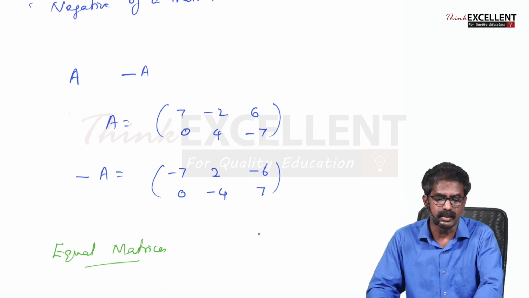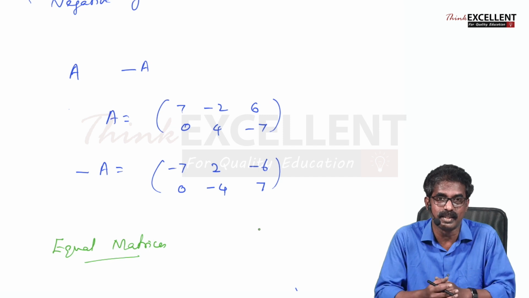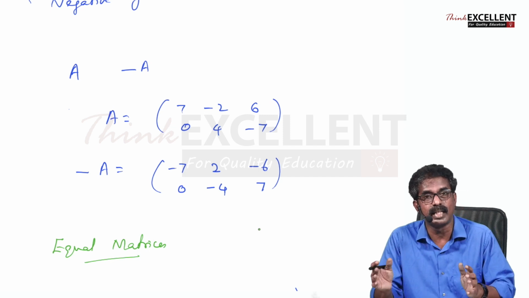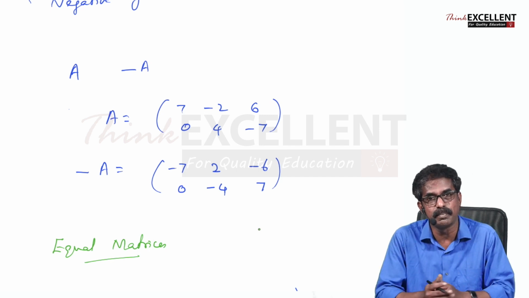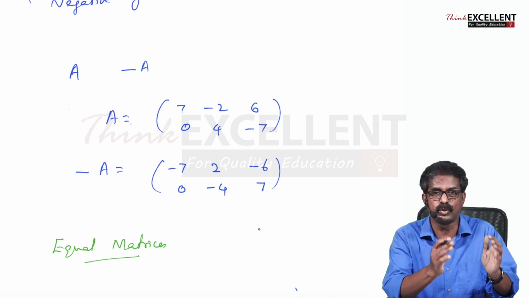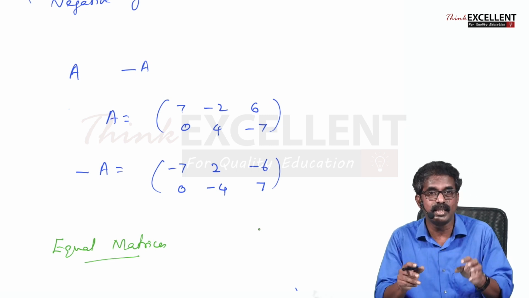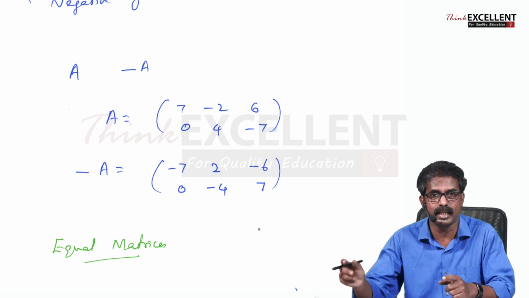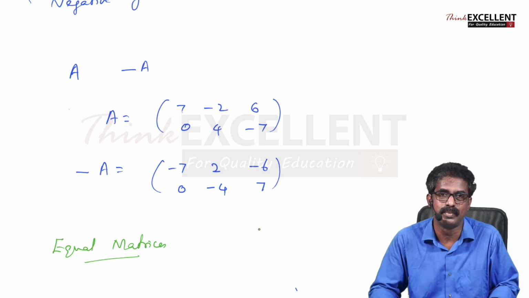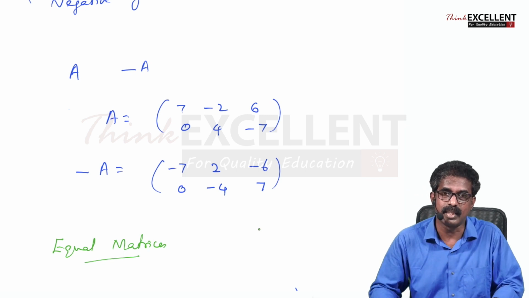Then equal matrix. When can you say two matrices are equal? You did a lot of sums based on this, right? So two matrices are equal means two conditions. First, their orders must be the same. Suppose the first matrix is 2 by 3, the second also must be 2 by 3. That's the first condition. Second condition, the corresponding elements must be the same. First element equal to first element, second equal to second, third equal to third, like that.